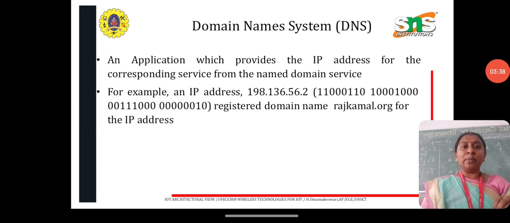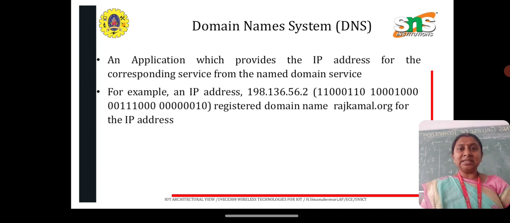The next one is the domain name system. Here an application provides the IP address for the corresponding service from the named domain service. For example, 198.136.56.2 has a registered domain name, for example, umaheshwari.h.ez.snscity.org. We consider this a registered domain name.